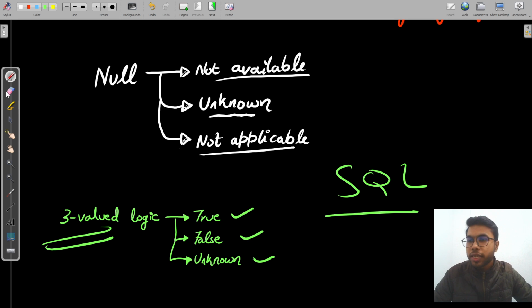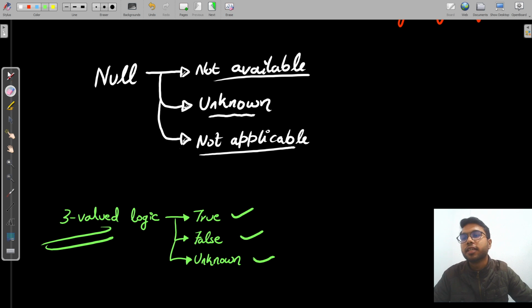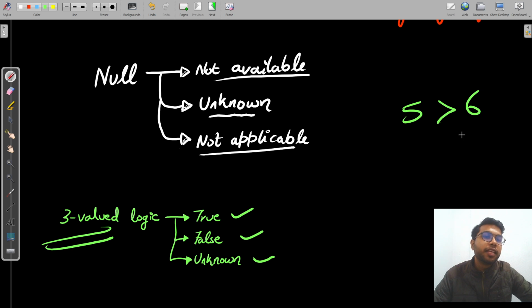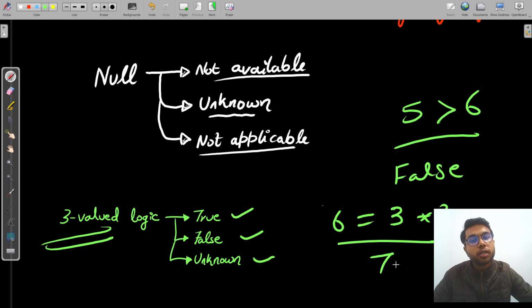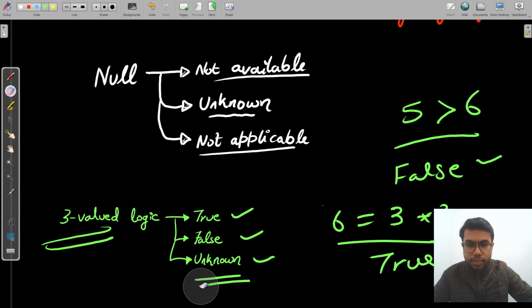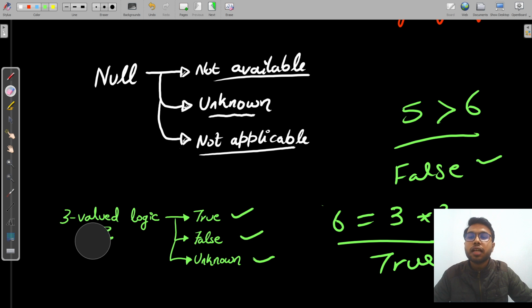Let's take an example and maybe that makes it clearer. 5 greater than 6. This is very clearly false. Then I can have another logical expression that says 6 equals 3 times 2, and this would be true. However, in SQL we say that there's a third type, that is unknown. We don't know whether the value would be true or false. This third situation arises mainly for our nulls.